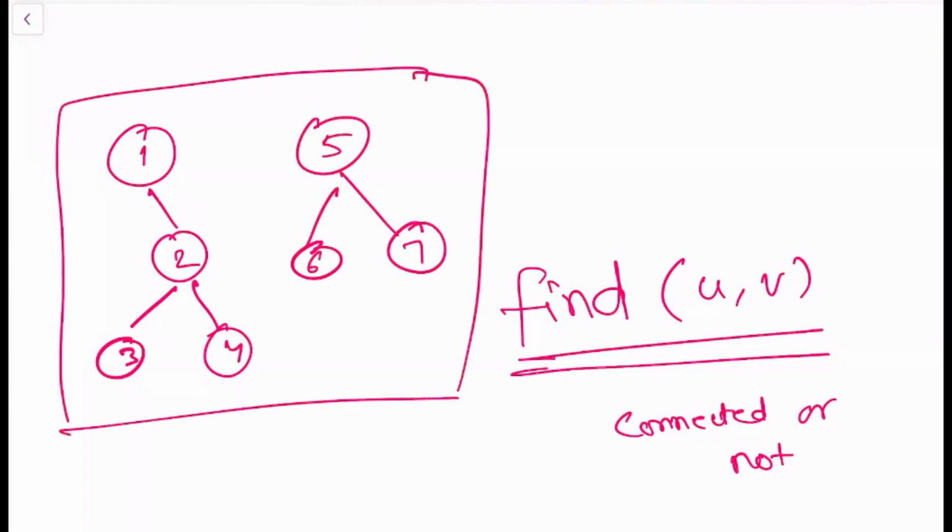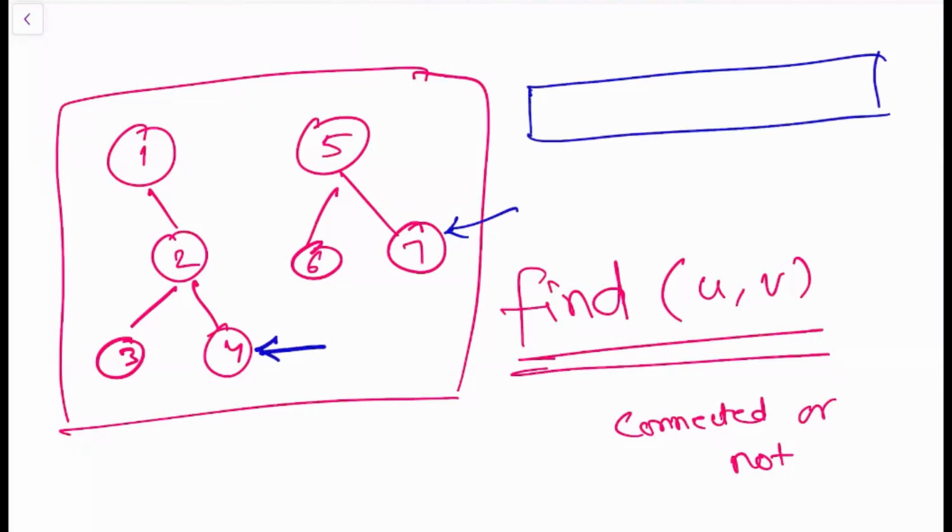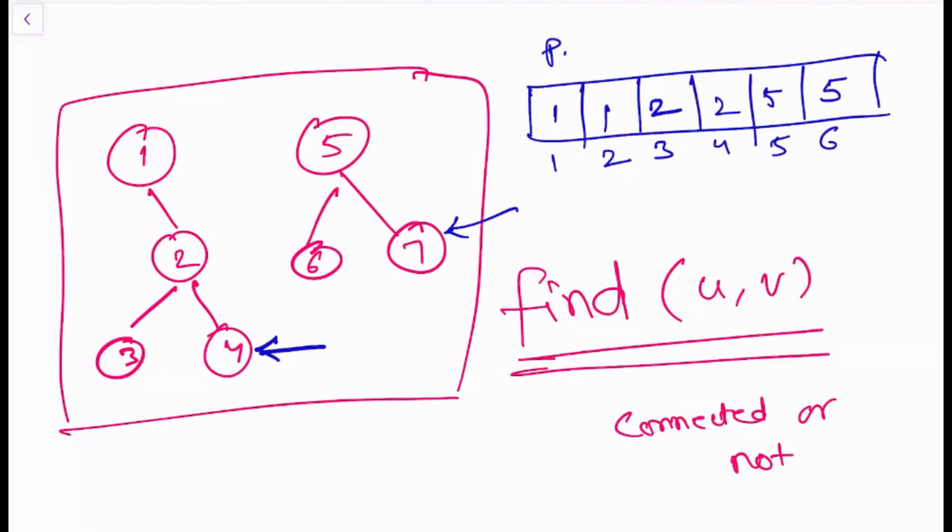Now, if I ask you, are 4 and 7 connected? What do you say from this graph? Are they connected? Answer is no. If you talk about the parent array in parallel, parent of 1 will be 1, parent of 2 is 1, parent of 3 is 2, parent of 4 is 2, parent of 5 is 5 itself, parent of 6 is 5, and parent of 7 is also 5. This will be our parent array for these edge insertions so far.